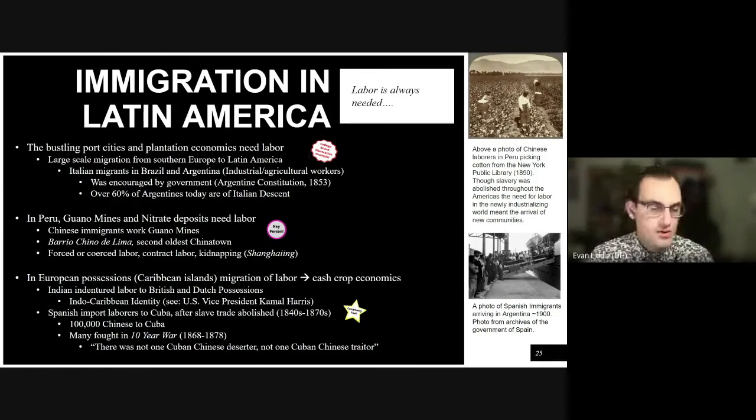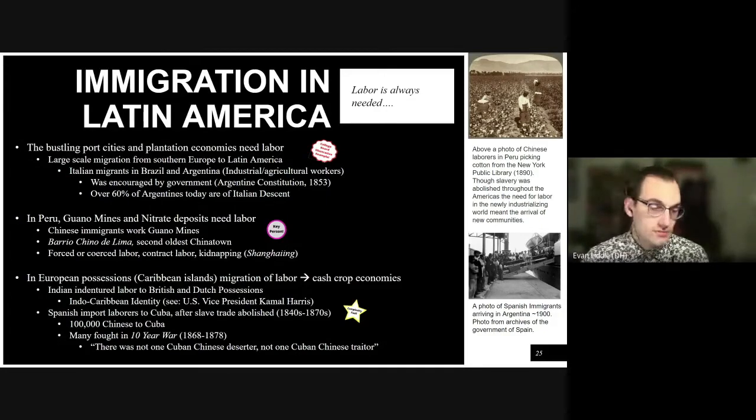In the Caribbean islands, which I know we haven't really talked about yet because they didn't gain their independence and they remained part of most European empires, after the suppression of the slave trade, the abolition of slavery meant that there needed to be a new labor force to work on the sugar plantations. In the case of the British and Dutch possessions, they contracted out labor companies from India to bring Indian workers to the Caribbean. And this is where we get the modern Indo-Caribbean identity, as can be seen with the new US Vice President Kamala Harris, whose parents are of Indo-Caribbean descent.